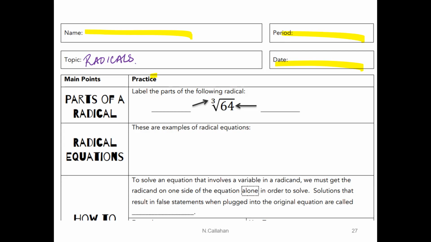Okay, so let's go ahead and take a look at this. First thing I'm gonna have you guys do is label the parts of a radical. And so that little 3 right there, that is called the index. The number on the inside, which is a 64 right here, that is called a radicand. And if you take a look at the root right there in the yellow, that's just called the cube root.